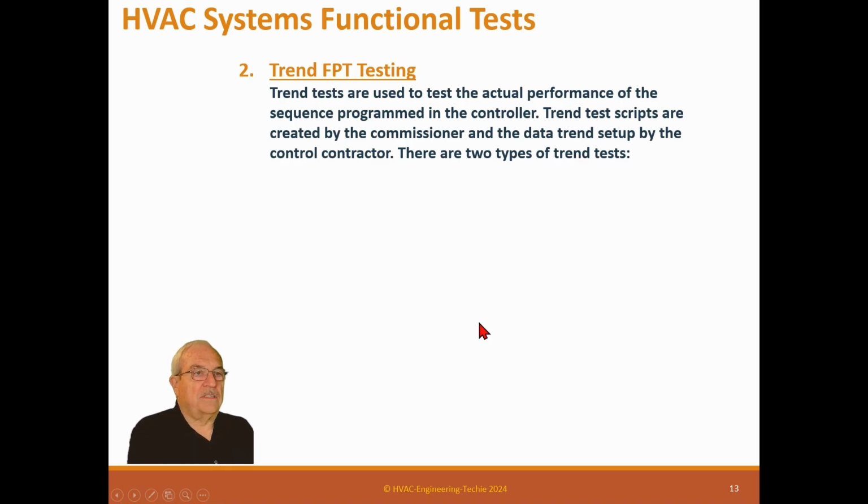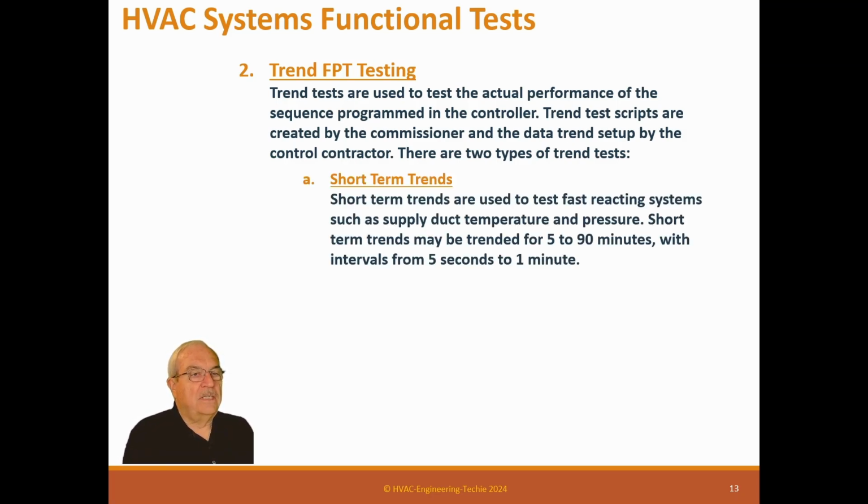Trend functional testing. Trend tests are used to test the actual performance of the sequence programmed in the controller. Trend test scripts are created by the commissioner and the data trend set up by the control contractor. There are 2 types of trend tests. There are short-term trend tests. Short-term trends are used to test fast reacting systems such as supply duct temperature and pressure. Short-term trends are maybe trended for 5 to 90 minutes with intervals from 5 seconds to 1 minute.